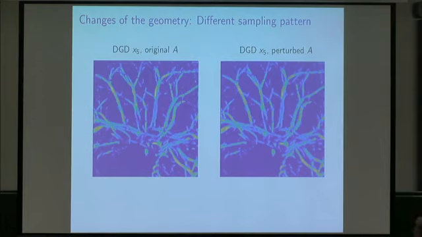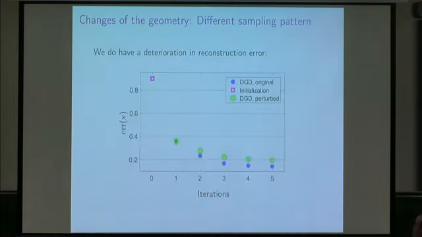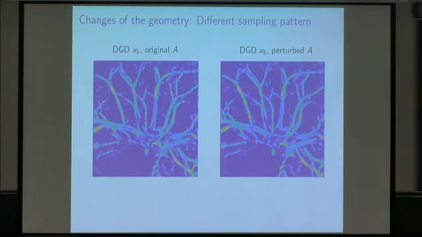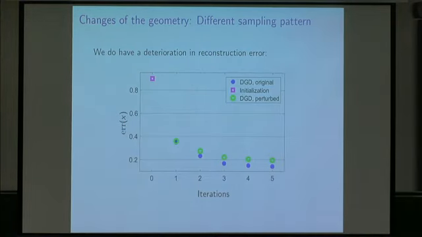Still, we have the nice small structures reconstructed here, but actually quantitatively there is a difference. What is the perturbation? Here we used the same uniformly sampled subsampling pattern as in the training, and here we just used a different subsampling pattern. And it actually had already quite an effect.